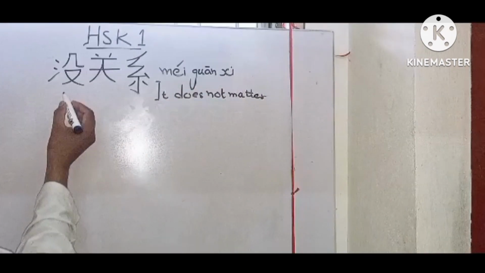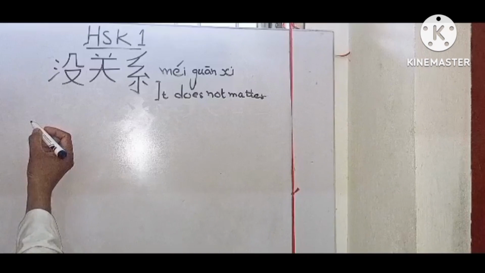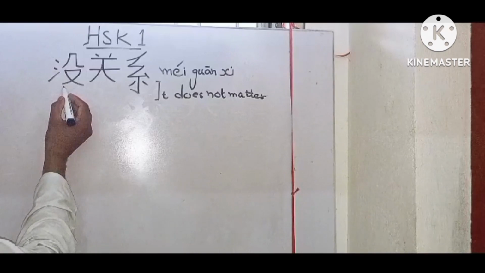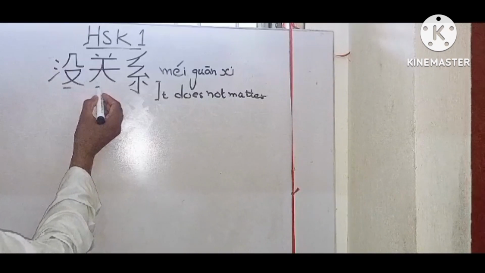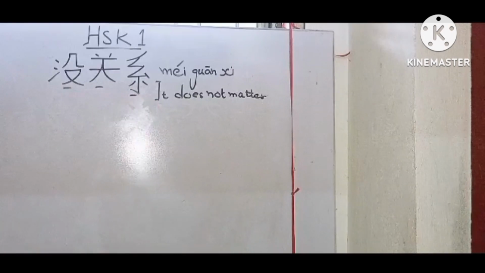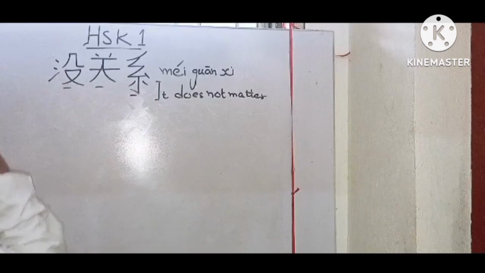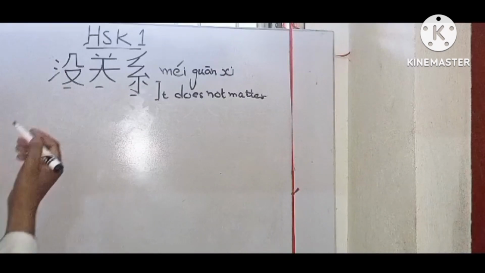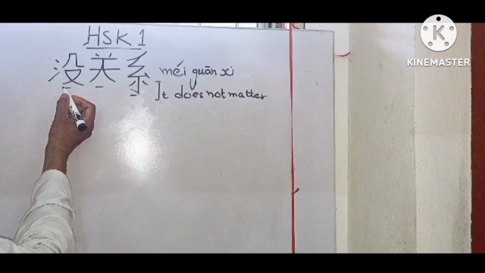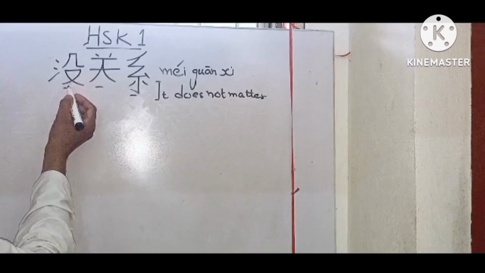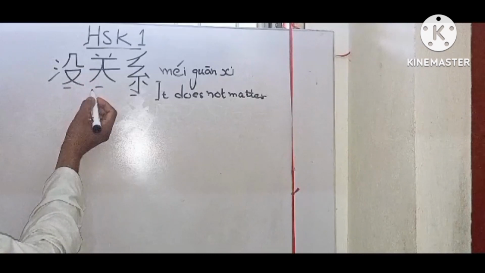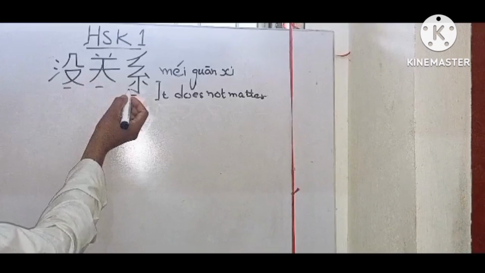Its stroke order is written as it consists of three characters. मैं कौन सी. मैं we already made a video on in the last video, related to May. So we proceed to the next two characters. Kwan Shi.